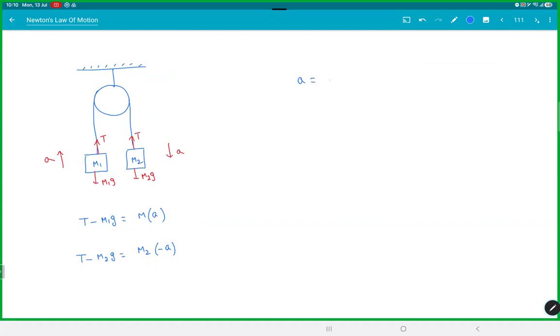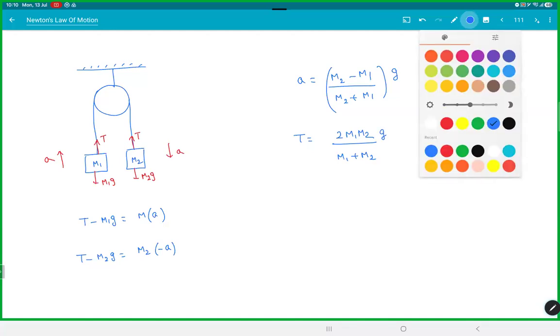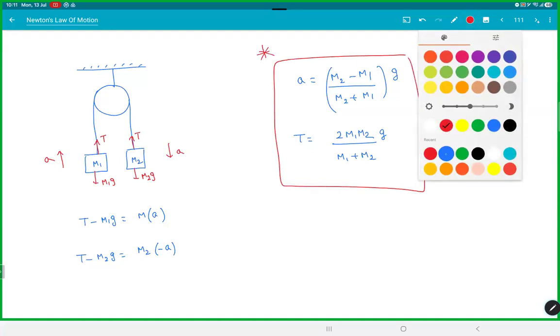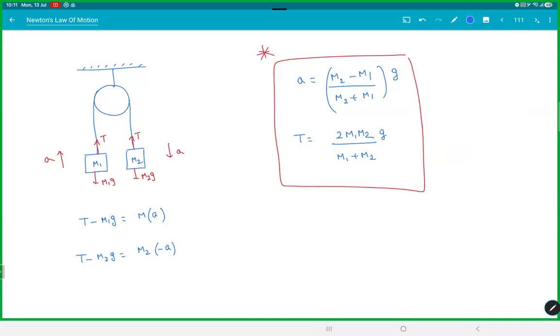You will get acceleration as (M2 minus M1) by (M2 plus M1) times g. If you have taken M1 is greater, you'll get M1 minus M2. Tension will be 2 M1 M2 by (M1 plus M2) times g. You can solve that, but remember this. Useful results save you time. They come a lot. If M2 is greater than M1, you'll get positive, meaning your assumption was right. If M2 is less than M1, you'll get a negative sign. Sign will take care of it. All clear with this?